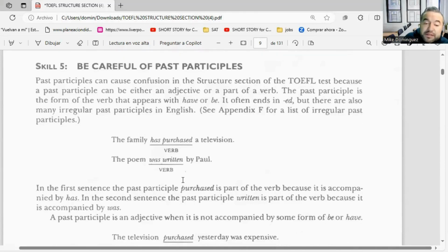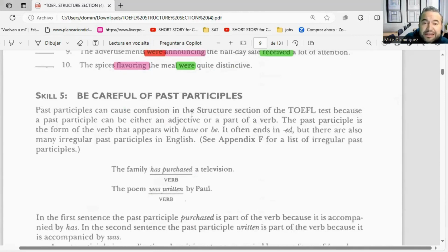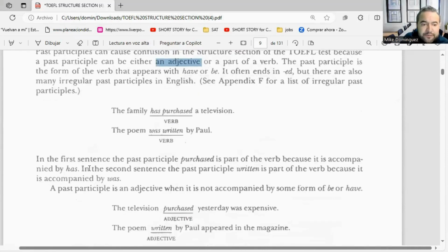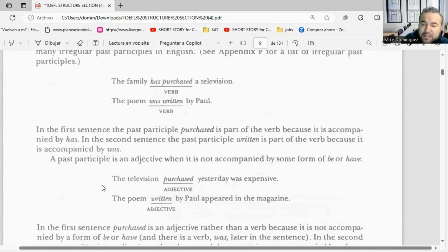Okay, but in some other examples, this participle can be used as an adjective. So that's what we need to differentiate: when it is being used as an adjective and when it is being used as a verb. In the first sentence, the past participle purchased is part of the verb because it's accompanied by the auxiliary has. In the second sentence, the past participle written is part of the verb because it's accompanied by was. So it's easy to identify when you see these auxiliaries, has or was.